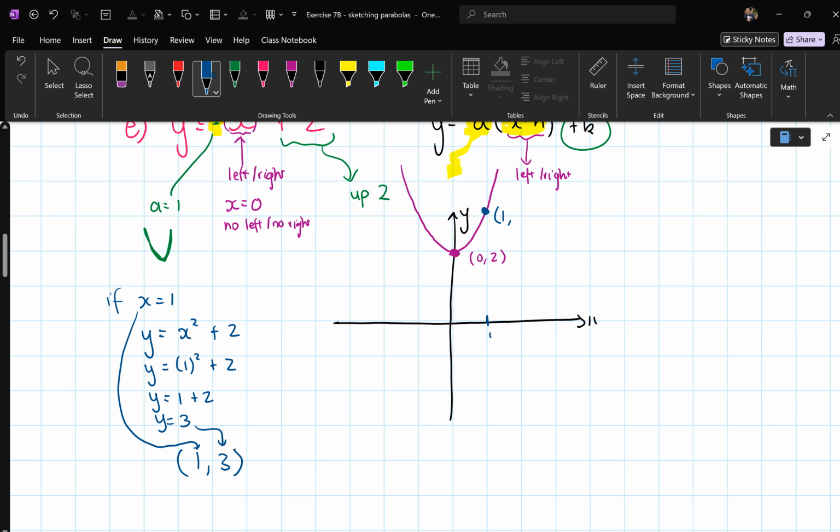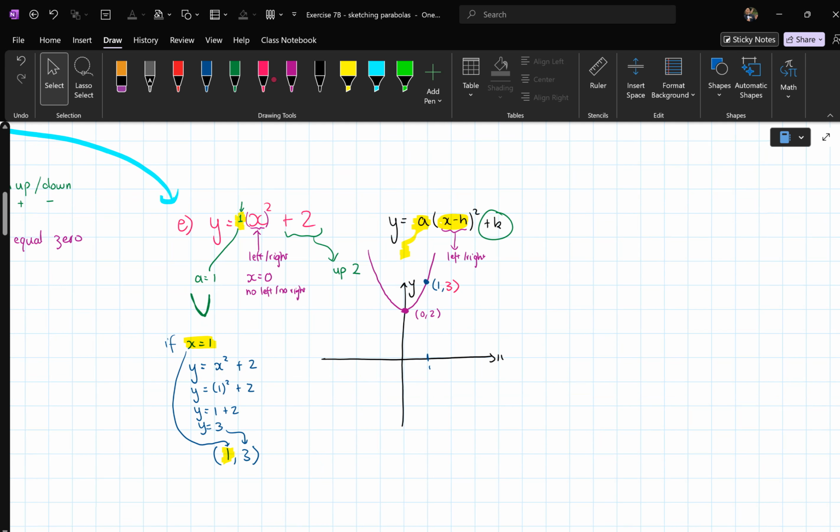And remember, you could choose any x value. It doesn't have to be 1. It's just that 1's the easiest one to do, right? So that means you can label this coordinate now and you call it (1, 3). And there we go. That's done.